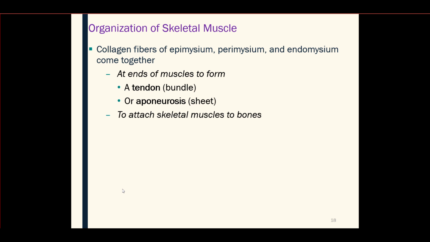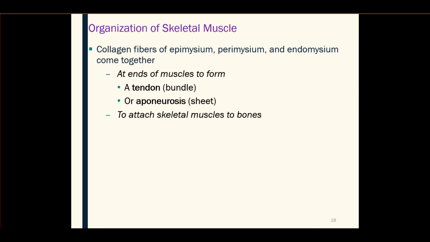These three connective tissues can actually extend outside of the muscle to form our tendon. So let's read this statement here. The collagen fibers of the epimysium, as well as the peri and the endomysium, come together at the ends of the muscle where there's no contractile elements anymore. It's just going to be these connective tissues, and they form a tendon.